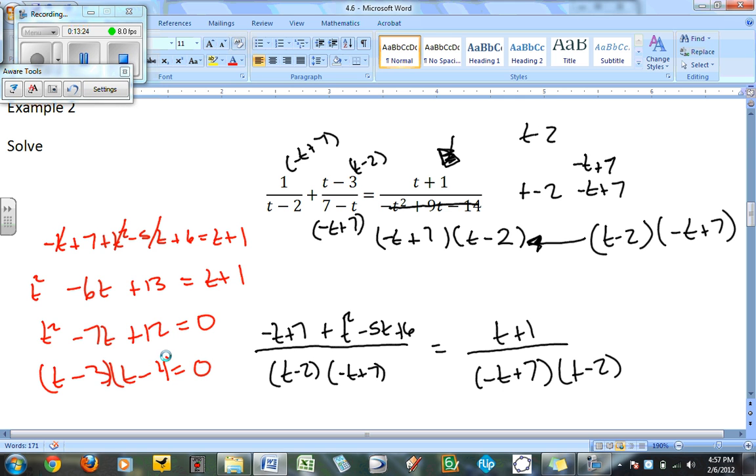Again, set both of these equal to 0. t equals 3 and t equals 4. Those are our two solutions for that problem. And it doesn't look like either one of those makes this equation undefined, so those are both solutions for this equation.